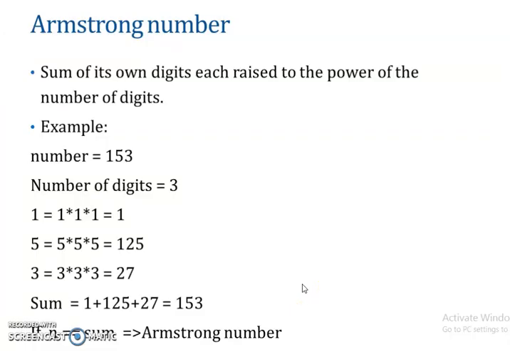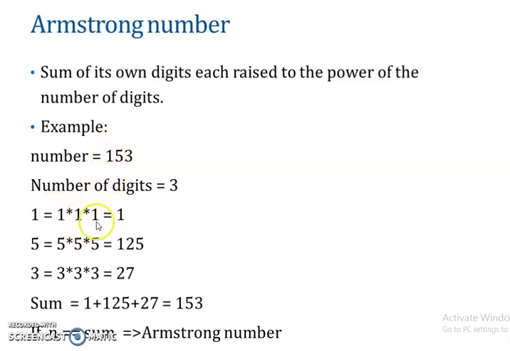So the next program is for finding the Armstrong of a given number. An Armstrong number is the sum of its own digits raised to the power of the number of digits. So if the user has given input as 153, here the count of digits would be 3. Here there are 3 digits available. So the number of digits is 3, so you need to multiply each digit by itself 3 times.